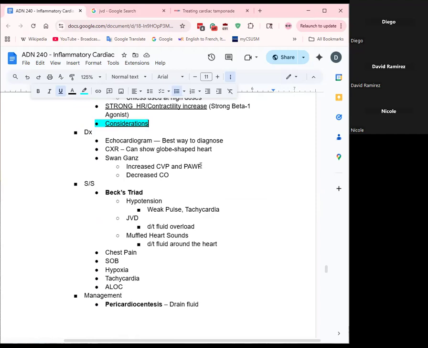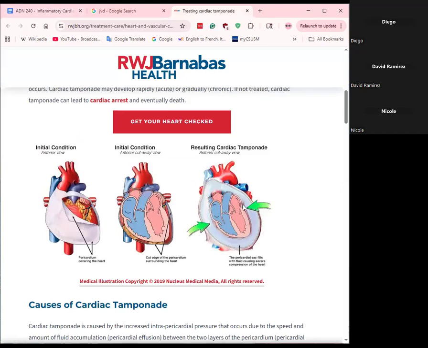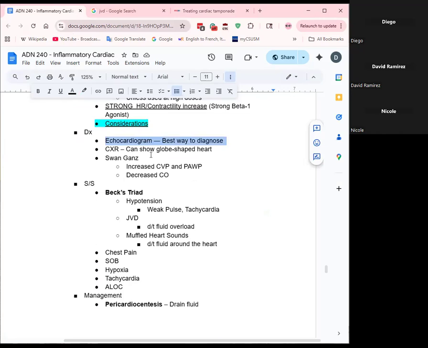We'll just go over the diagnostics right now. Some of the stuff you mentioned: it's a heart problem, so an echocardiogram to see what's going on. A chest X-ray can show that the heart is now maybe a little bit globe shaped, not the right shape, because of that fluid buildup. The Swan-Ganz scans will show these changes in your hemodynamics. That squeezing of the heart is going to cause an increase of CVP and PAWP.